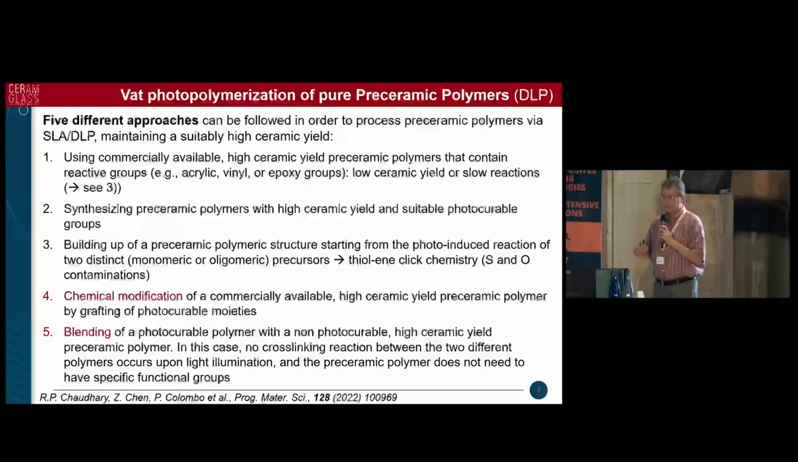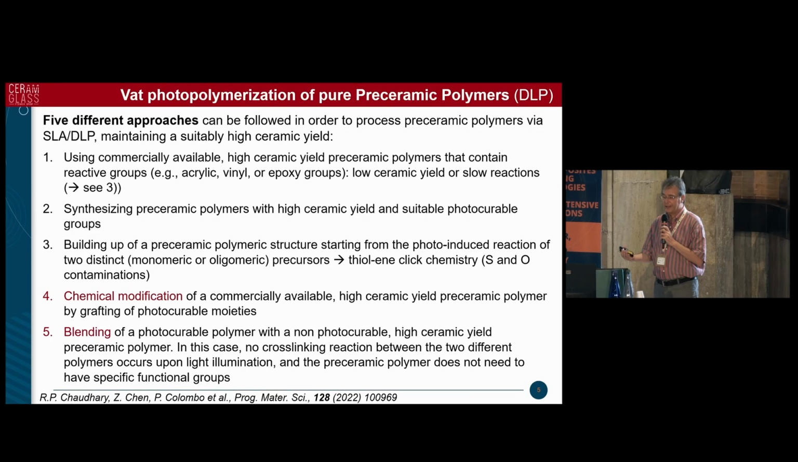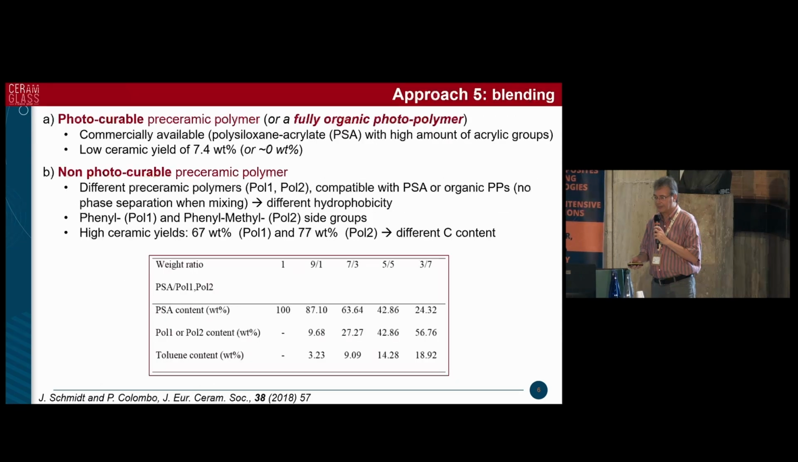The other approach is even simpler because we're simply blending a photocurable polymer, which can be either silicone or a fully organic material, with a non-photocurable high ceramic yield preceramic polymer. This sounds quite trivial and simple. You simply mix the 2 polymers, but actually it's not that trivial because you need to match the hydrophilicity and hydrophobicity of the 2 polymers in order to obtain a fully transparent and stable system.